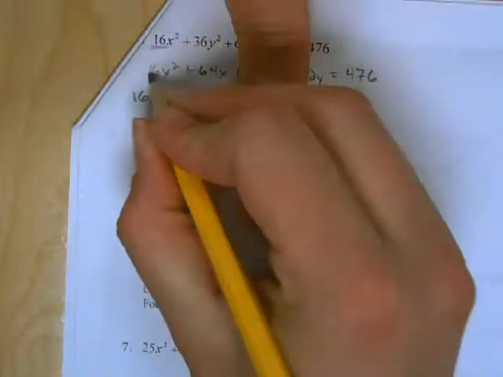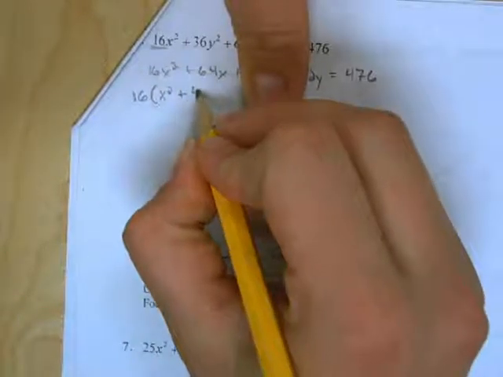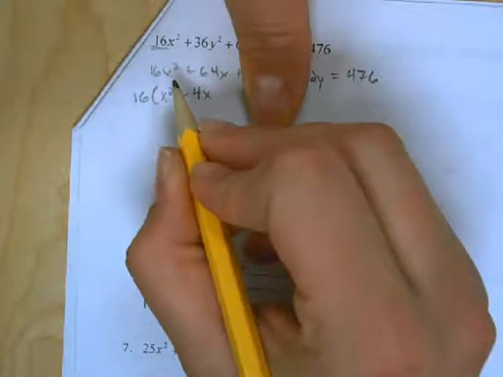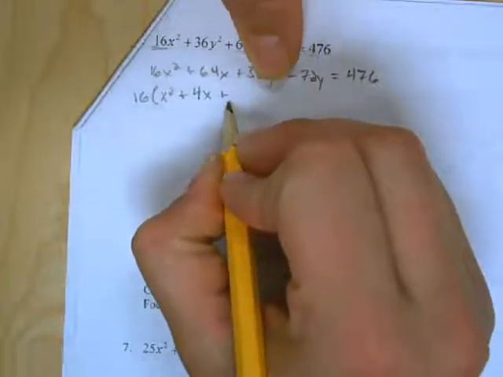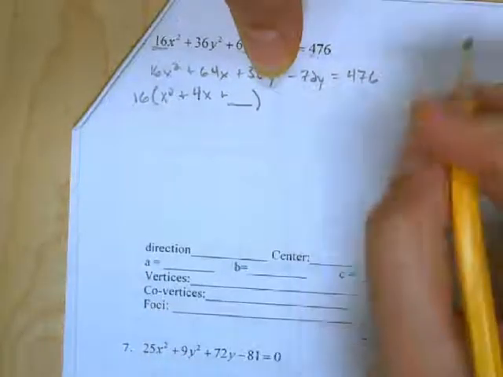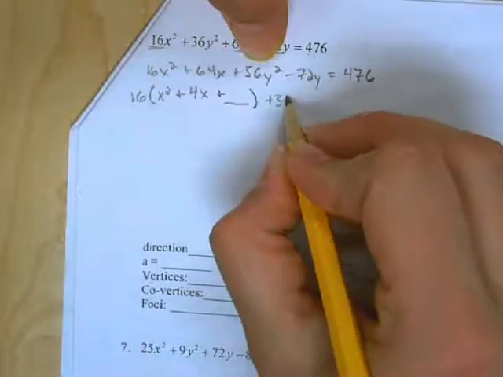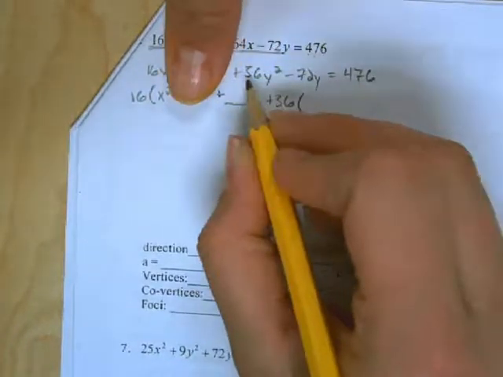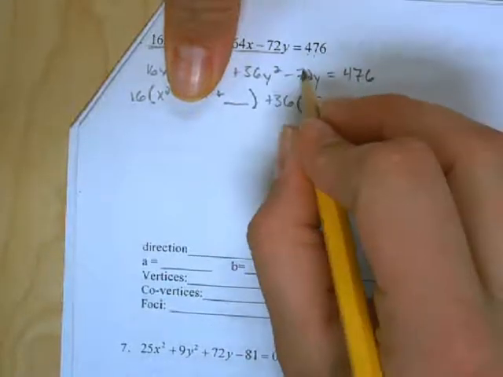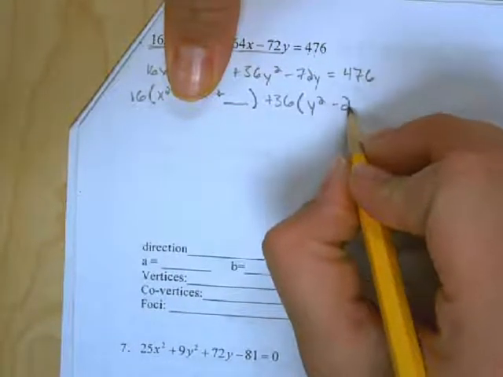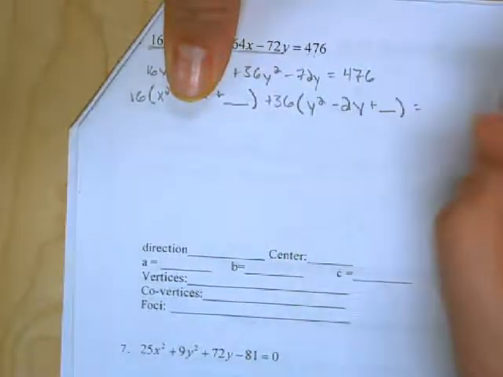So I get x squared plus 64 divided by 16 is 4x. Okay, we are factoring here. That's why that 16 comes out front. And then plus, I'm going to leave my space for completing the square. Let's go ahead and do the same thing here with my y value. So plus 36 is going to factor out. I'm looking at just y's. So 36 comes out front. I'm left with y squared. 72 divided by 36 is negative 2y. And we're going to leave our plus blank here equal to 476.